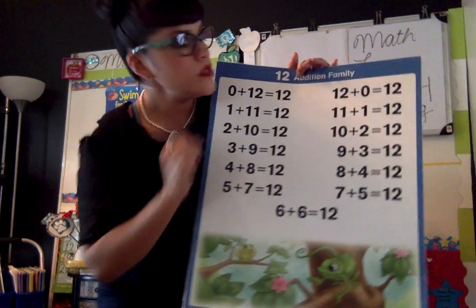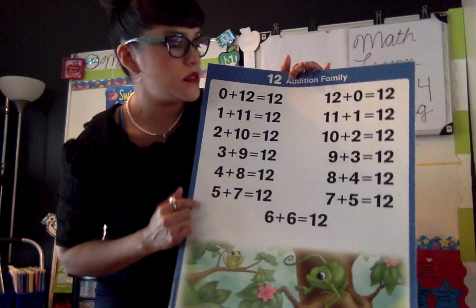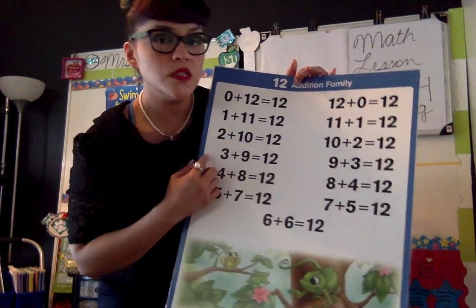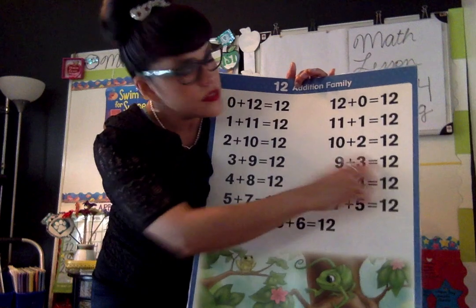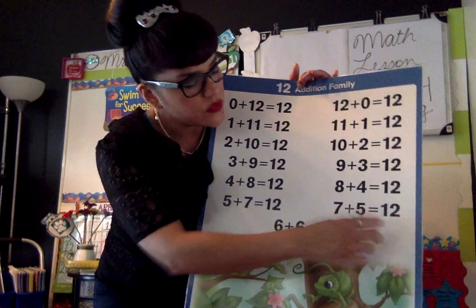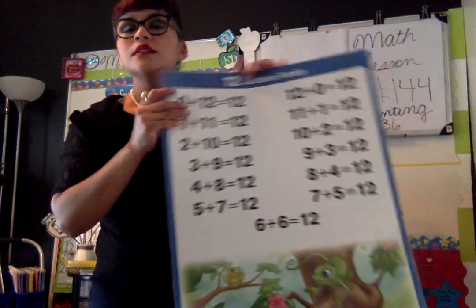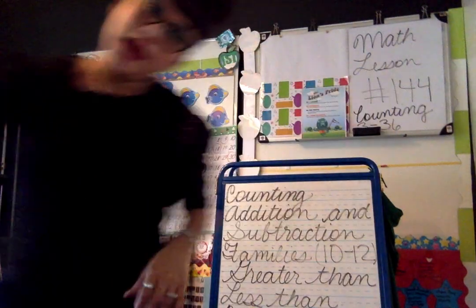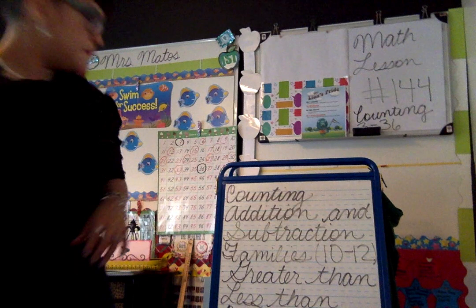12 plus 0 is 12. 11 plus 1 is 12. 10 plus 2 is 12. 9 plus 3 is 12. 8 plus 4 is 12. 7 plus 5 is 12. Right? Tap yourselves on the back and say, I'm awesome, because you are.